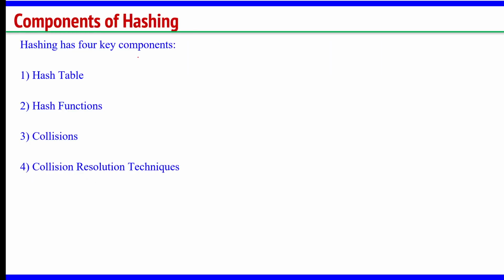Now let's see what the key components of hashing are. Hashing has 4 main components: hash table, hash functions, collisions and collision resolution techniques. Let's try to understand each of them one by one.